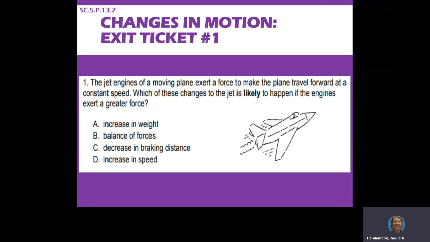Here we go, guys. The jet engines of a moving plane exert a force to make the plane travel forward at a constant speed. So which of these changes to the jet is likely to happen if the engines exert a greater force? So I'm going at the same pace the entire time. All of a sudden, I need to exert more force.